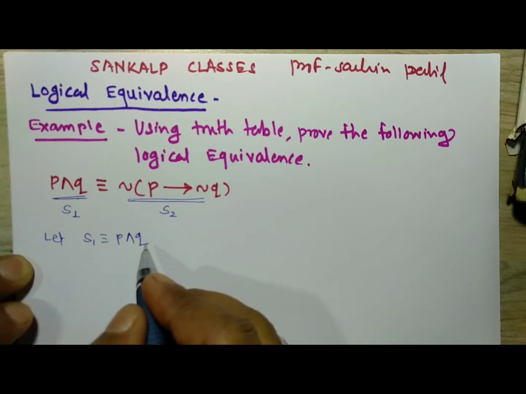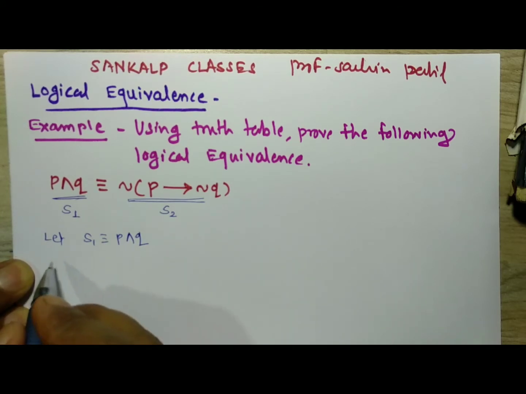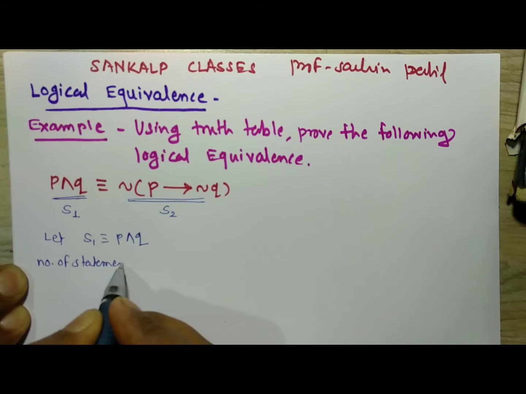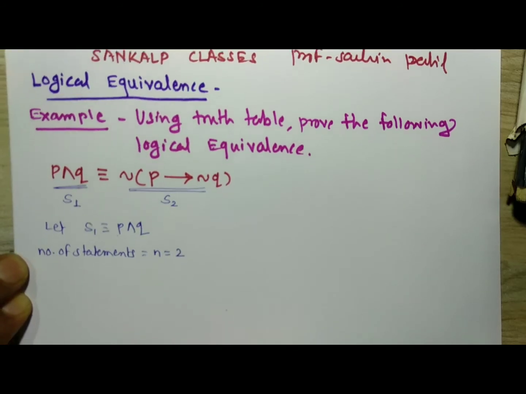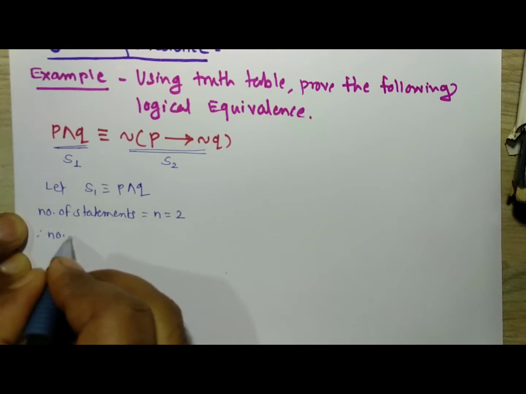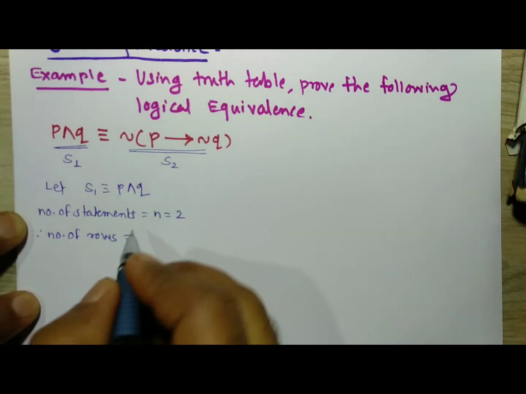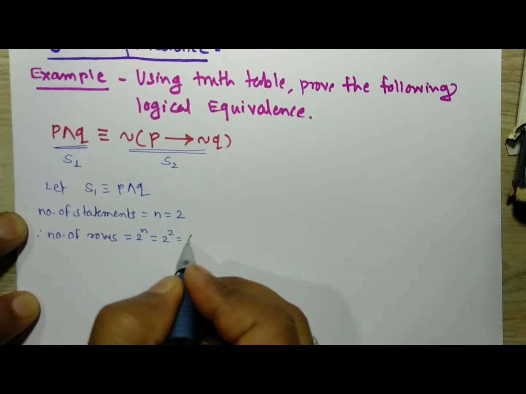Right now we have to find the truth table related to that one. The consideration is the number of statements: n is equal to 2, that means P and Q are two statements here. Therefore the number of rows in the truth table is 2 raised to n, that means 2 raised to 2, which is equal to 4.